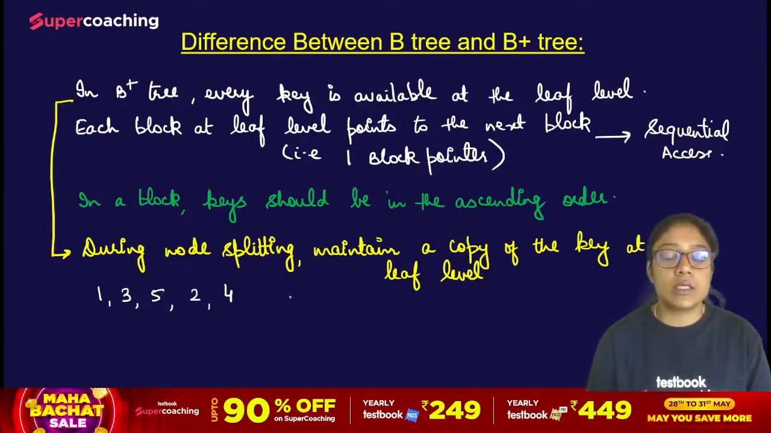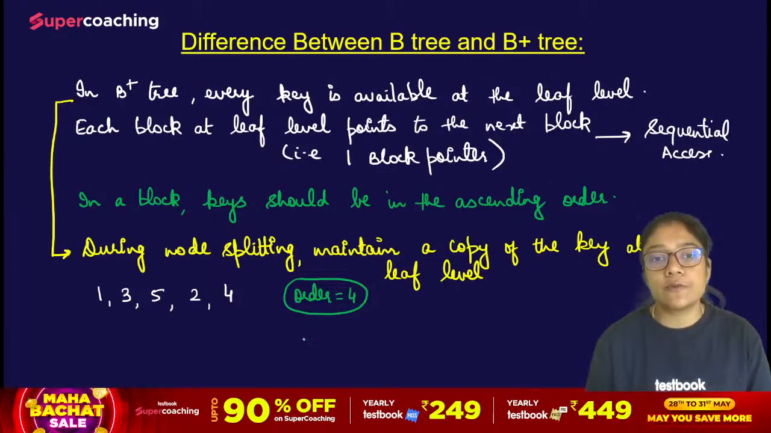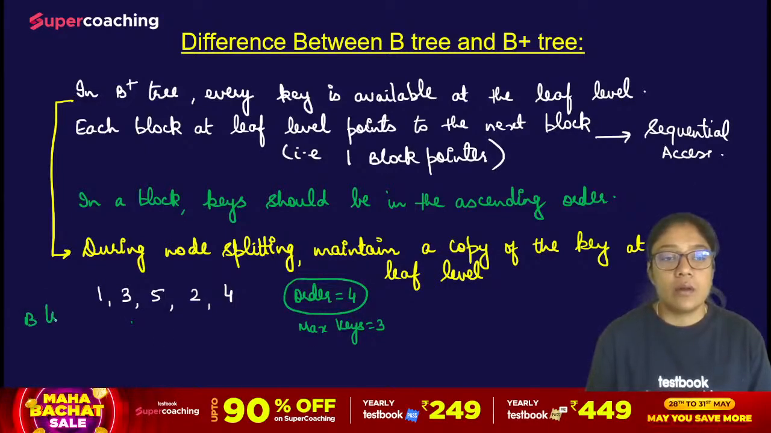So if I want to construct a B tree or B plus tree from these nodes, let us assume that here the order of a tree is 4. That means maximum number of keys. अगर order 4 है, block pointers 4 है, तो maximum keys एक node में कितनी हो सकती हैं? That is 3. I want to construct it using the B tree and B plus tree.